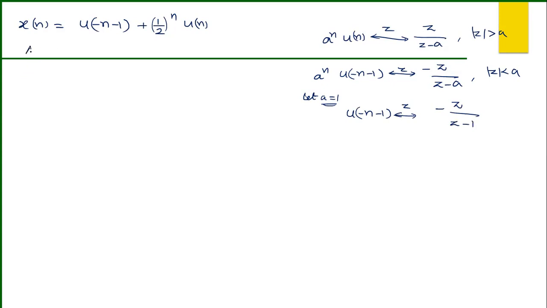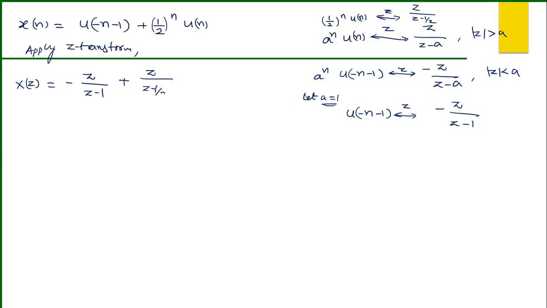Now apply the Z transform. X of z is equal to minus z divided by z minus 1, plus, in the same way, a power n u of n has Z transform z by z minus a. So for 1 by 2 whole power n u of n, in place of a we substitute 1 by 2, and the Z transform becomes z divided by z minus 1 by 2.